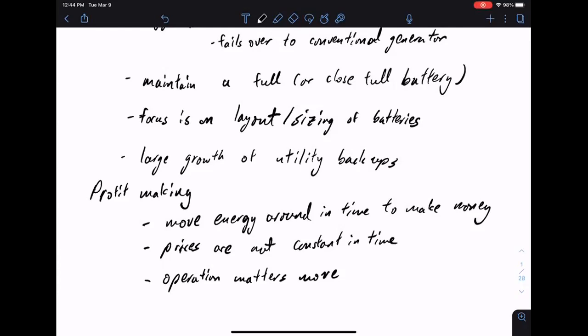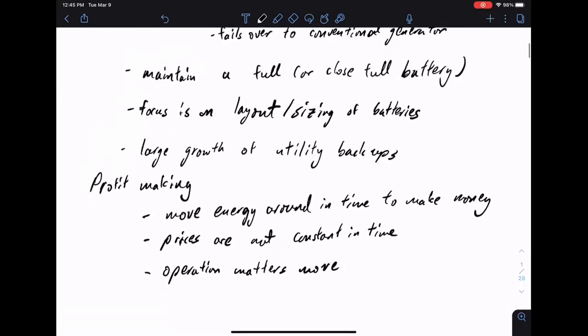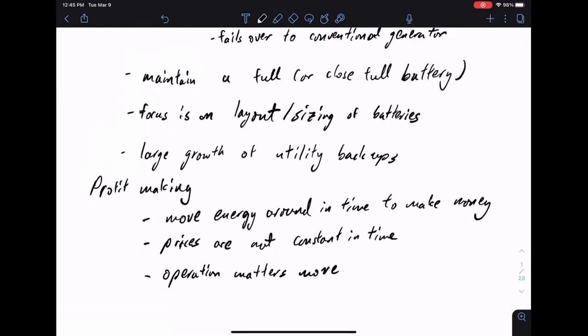Here is less trivial. Because if you're trying to time the market, trying to time the price, and you don't know the future price, then this is actually quite difficult to do. So profit making is where the operation matters more. So for us, we'll focus on the profit making case.